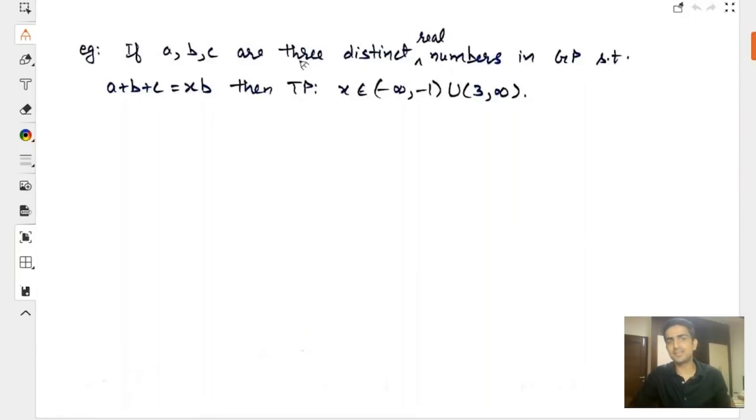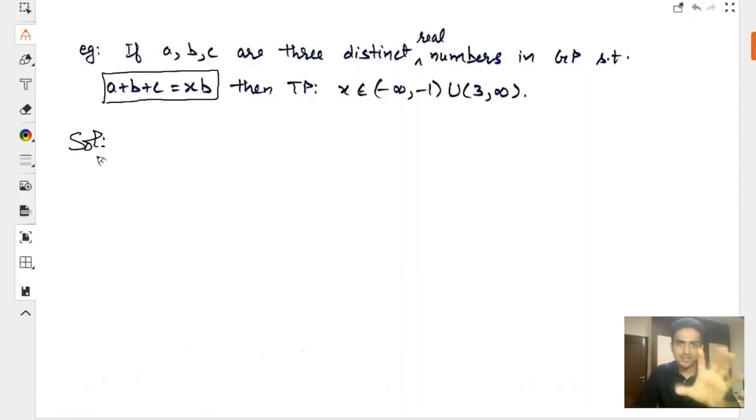If A, B, C are 3 distinct real numbers in GP such that this holds, then prove that X belongs here. Now with such questions, normally the problem which students feel is, sir, how to start the problem? ABC are in GP, we understand, but it satisfies this condition. Now how are we going to use that this condition is satisfied and hence find X?